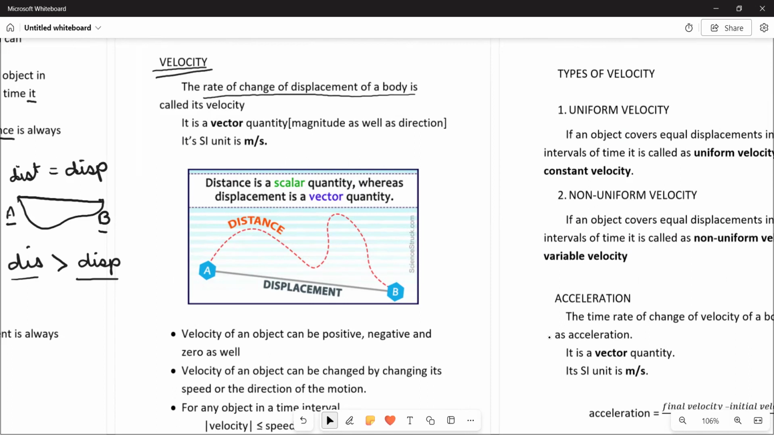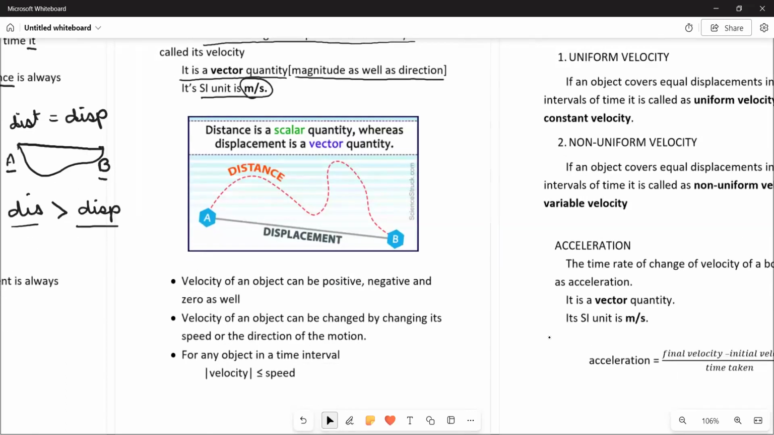And as we saw, in displacement the direction was taken into consideration, as we were calculating the shortest distance between the final point and the initial point, and it was always a straight line. So to calculate the velocity, we need displacement, and as displacement is a vector quantity, our velocity is also a vector quantity, as the magnitude as well as the direction is taken into consideration. And to measure the velocity, we use its standard unit as meters per second. Okay, its SI unit is meters per second.